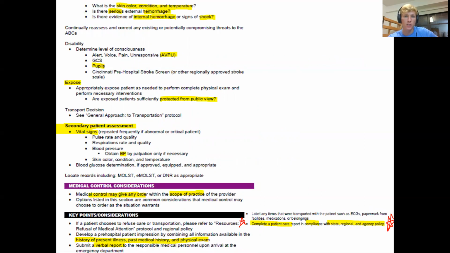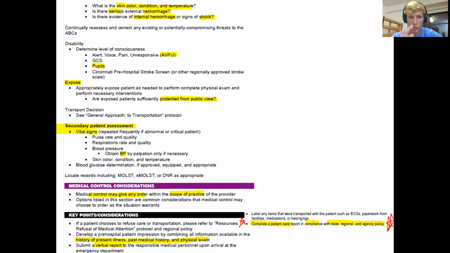Going over that. We have levels of consciousness, AVPU. So this is your alert and oriented with your 4 questions. Person, place, time, and event. They are responsive to voice. So let's say you say, hey, what's going on? And they open their eyes or they acknowledge you. Responsive to pain, say you put your knuckles on their chest or pinch them on the shoulder, and they respond, or completely unresponsive. They are not moving, not responding at all. We have your Glasgow Coma Scale, their pupils, Cincinnati Stroke Scale.